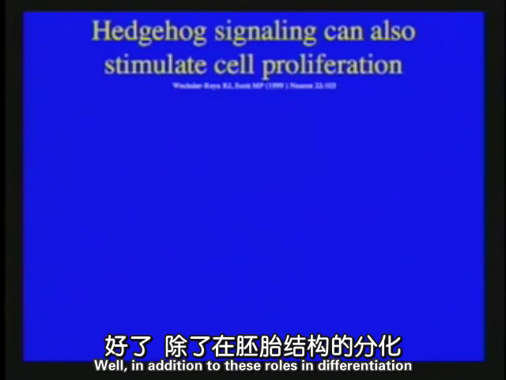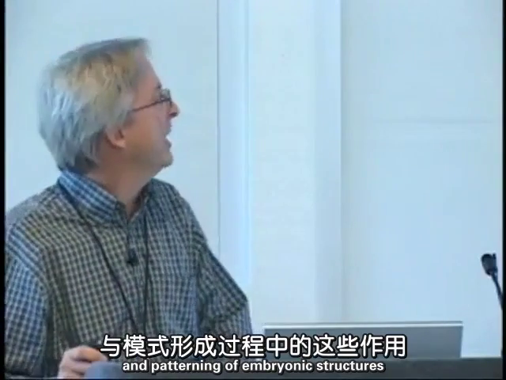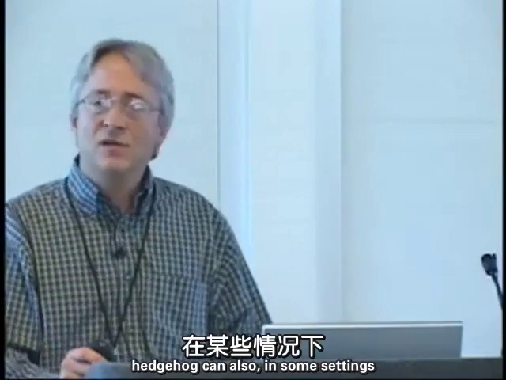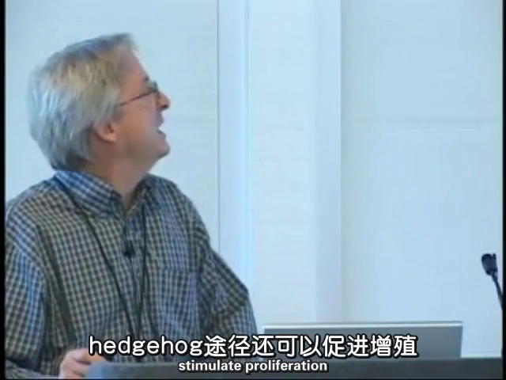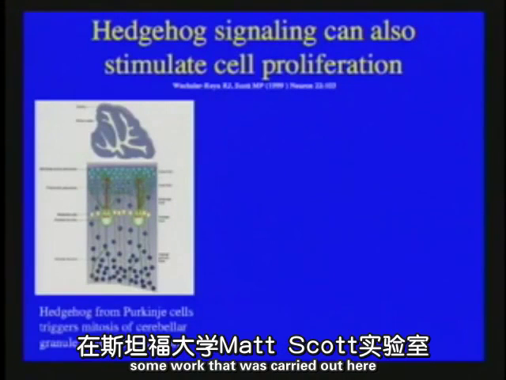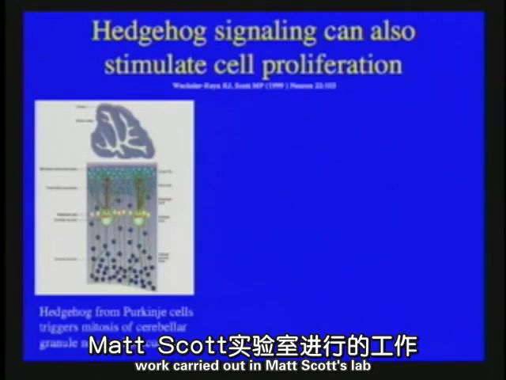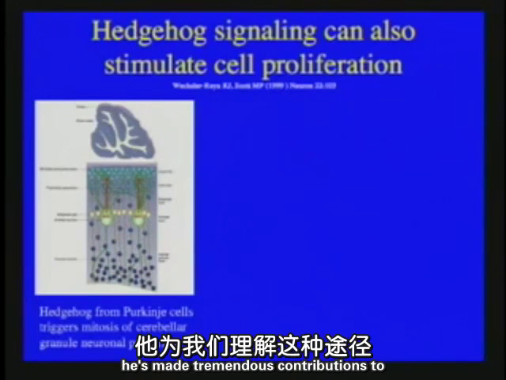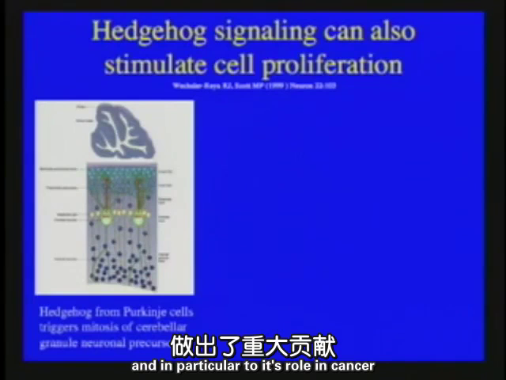Well, in addition to these roles in differentiation and patterning of embryonic structures, hedgehog can also, in some settings, stimulate proliferation. And I'd like to use here to illustrate this point some work that was carried out here at Stanford in Matt Scott's lab. And I'll make a number of references to work carried out in Matt Scott's lab. He's made tremendous contributions to our understanding of this pathway and in particular to its role in cancer.